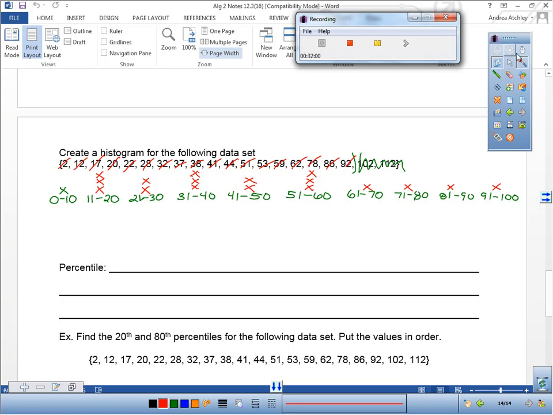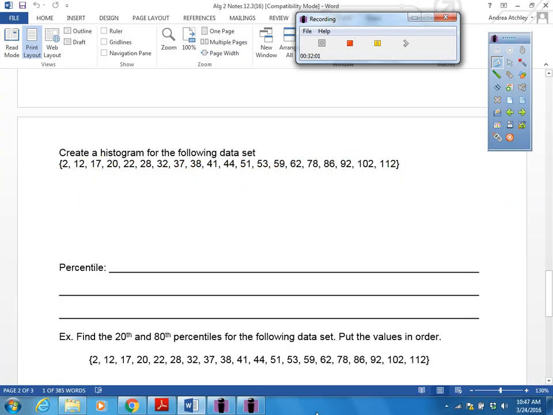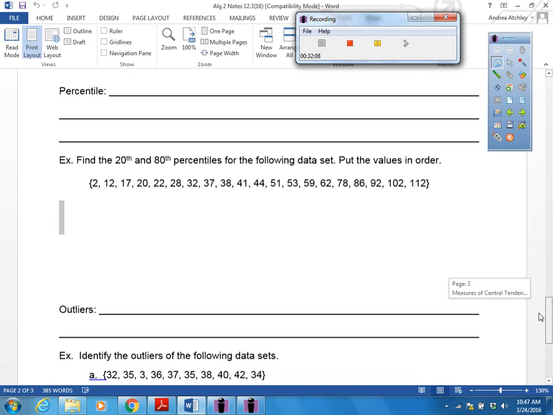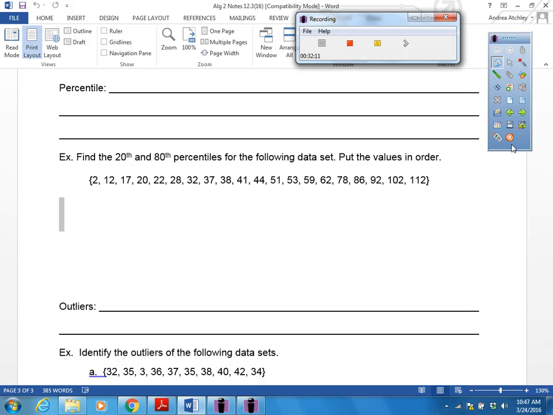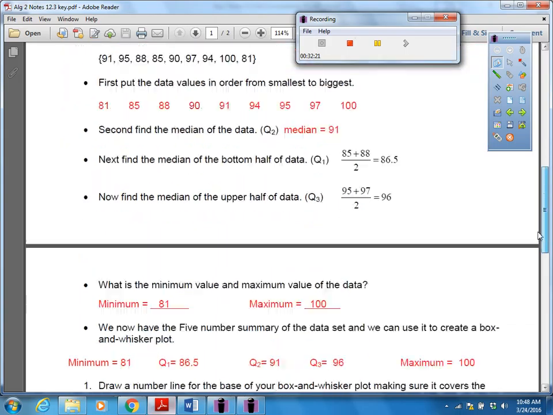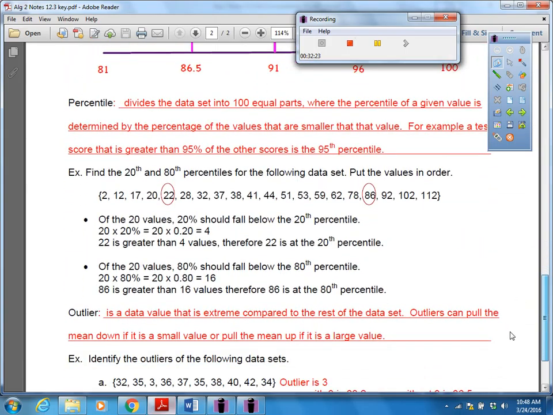Percentiles. You should be very familiar with percentiles because this is what most of your state tests come back to you as. Do you guys remember being like, oh, I'm in the 52nd percentile? We're going to show you how they came up with that answer.